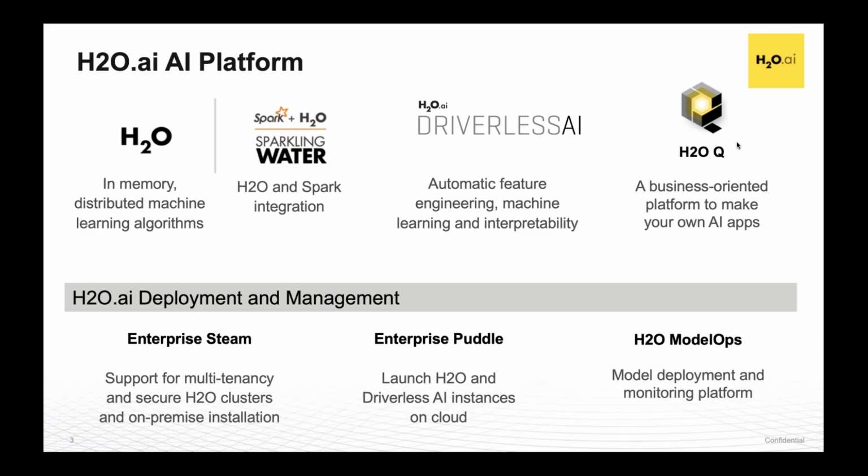So I will briefly touch on Enterprise Steam, which allows you to deploy your clusters of the H2O-3 platform on various underlying technologies like Hadoop, Spark, or others. Then Enterprise Puddle, which is sort of the same thing, mainly focuses on deployments onto cloud providers, and H2O ModelOps, which is a platform where you would deploy your models, monitor them, and make sure that everything works well in production.